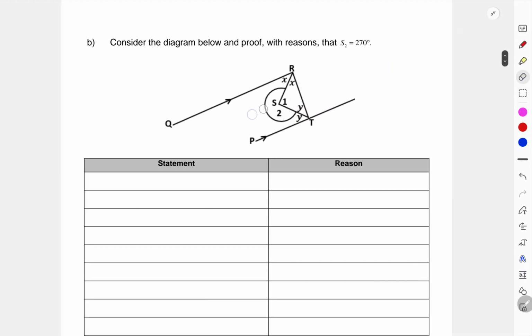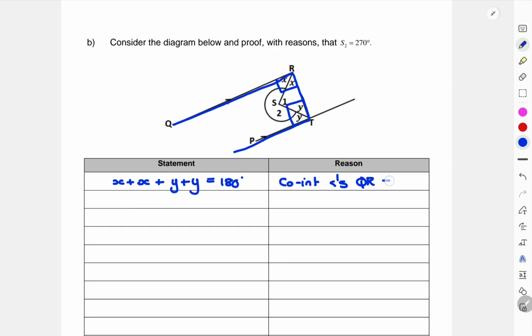Let me just erase here rather. Okay. So can you see that x plus y plus y will give you 180 degrees? Why? Because of co-interior angles. So I'm just going to write that up and see what it gives me. Because of co-interior angles.